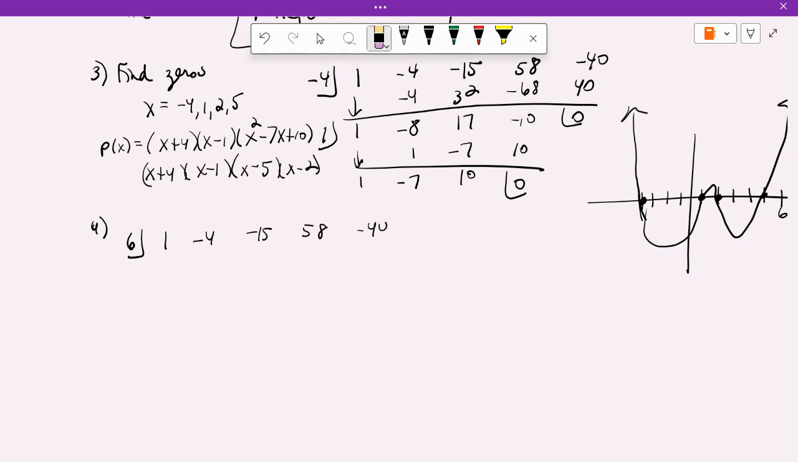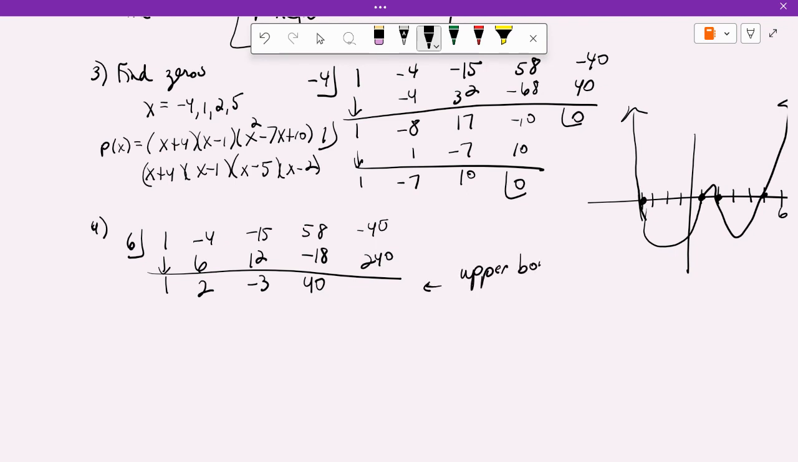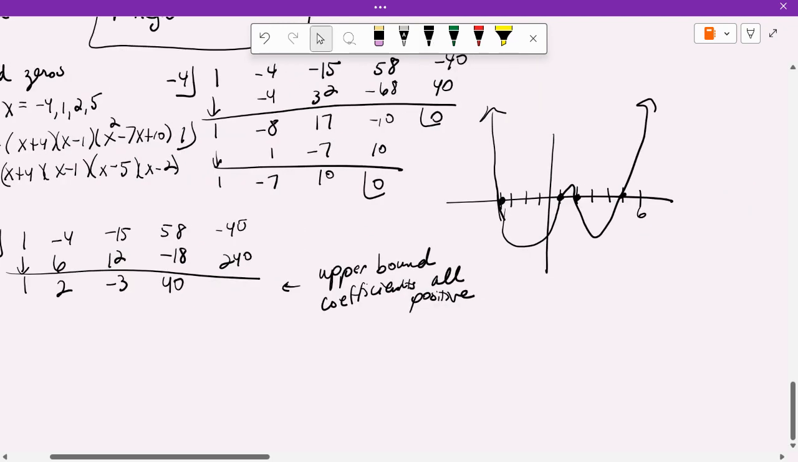And I want you to notice, let's see what we get here. So I'm just going to do my synthetic division, and I'm going to go fast. Okay, now look at the coefficients of the quotient. What I'm looking for in an upper bound is that the coefficients need to be all positive. Are they all positive? No, they're not. So I'm going to pick the next higher number.